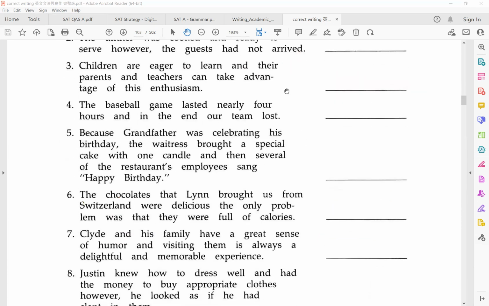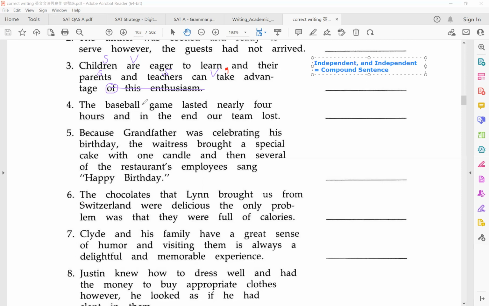All right. And number 3, children are eager to learn. Their parents and teachers can take advantage. I'm going to cross out prepositional phrase of this enthusiasm. And now I have 2 complete sentences with and. So of course, comma, fanboys to join my 2 independent clauses. Independent, comma, and independent. And that is again a compound sentence.